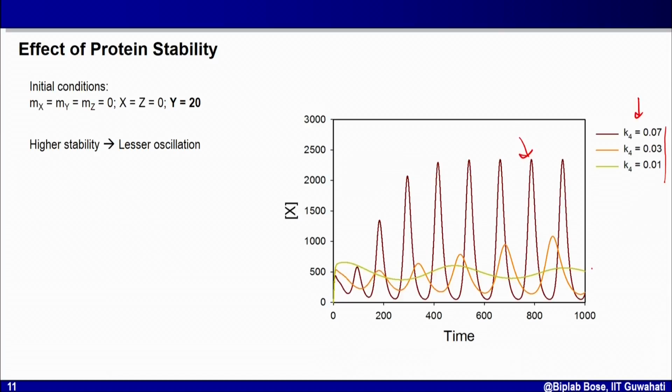But when K4 is reduced to 0.01, that means you have decreased the rate constant for degradation of the protein. That means now the protein will be more stable. I lose this oscillation. Why is it happening? Because if you remember, if I increase X, the extent of repression on Y will increase. Then also the extent of repression on Z will increase, and the repression of Z on X will also increase.